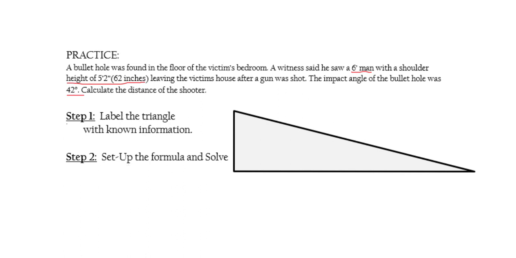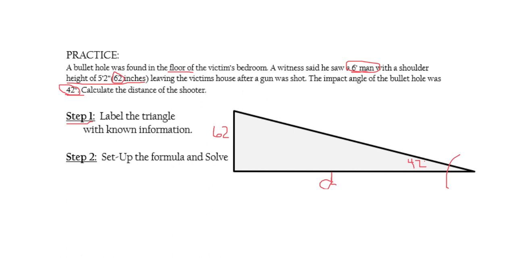So the first thing that you should do is label all of the known things that you have on the triangle that's drawn. Like I said, the bullet hole in here is in the floor. So we're looking down here at the bullet hole. The question tells you that it is 42 degrees, so we're going to label this guy right here as 42 degrees. And they tell you that the man is 6 foot tall. And I actually already did part of the math for you and came up with the shoulder height of this guy being 62 inches. So what I'm solving for is this letter D.